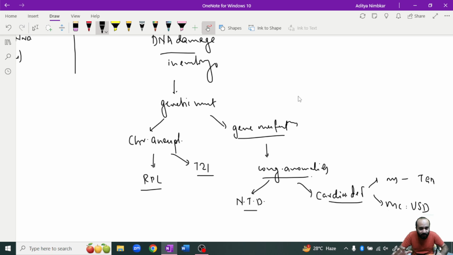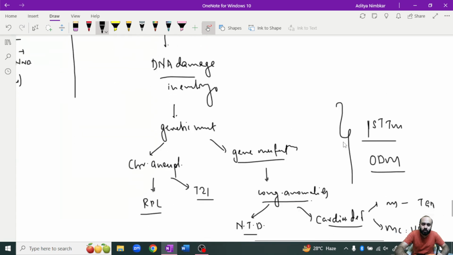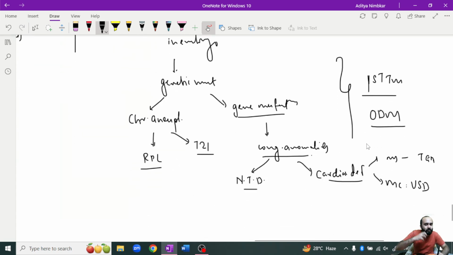So remember, all these things are occurring in the first trimester. These congenital abnormalities can only occur in overt diabetes mellitus and not in gestational diabetes mellitus. Gestational diabetes mellitus will have macrosomia, because the baby's growth is continuous, but anomalies and aneuploidies will not occur. So your GDM patient is not going to have all these problems. Only overt diabetes mellitus patients are going to have this problem.